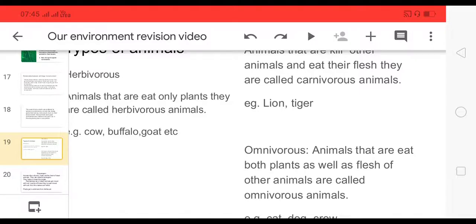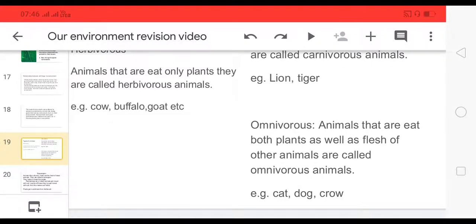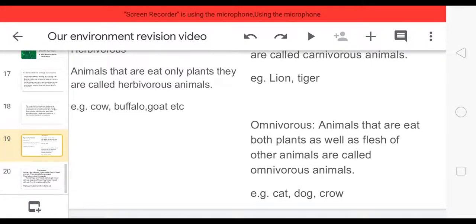Omnivorous means animals that eat the flesh of other animals as well as plants also. They are called omnivorous animals. Okay, for example, cat, dog, crow. Understood? Herbivorous means plant eating animals, carnivorous means flesh eating animals, and omnivorous means plant eating as well as flesh eating animals. Okay, remember this.